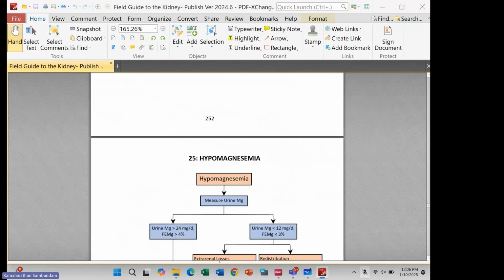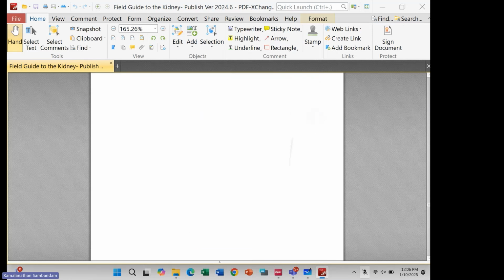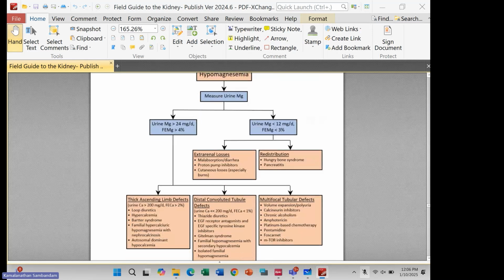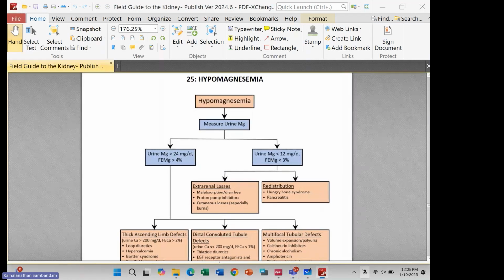And I believe we are discussing hypomagnesemia. Okay. So I've started the discussion with this algorithm at the top of the chapter. We are not going to talk about hypermagnesemia in general. That is mostly iatrogenic. So hypomagnesemia has more complexity to it.